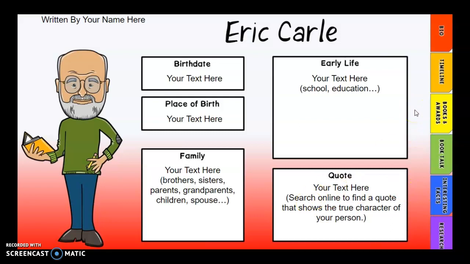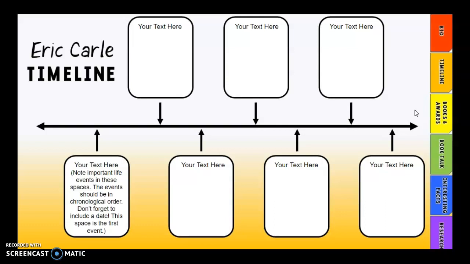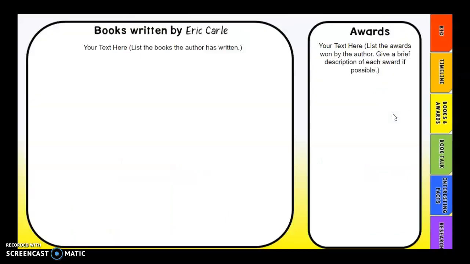On the next tab of our flip book, you are going to create a timeline of Eric Carle's life. Remember, it has to be in chronological order, meaning the order in which the events occur. So starting at the beginning of his life, whenever he was the youngest that you can find, all the way up until the end of his life or present day if he is still alive.